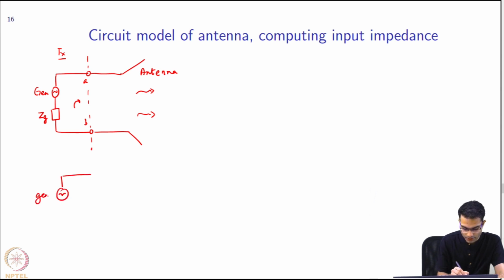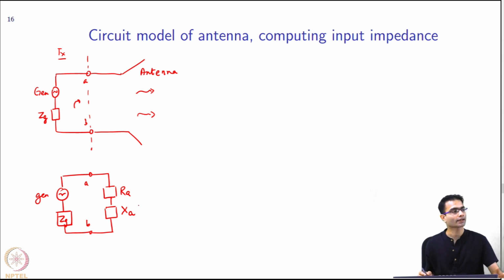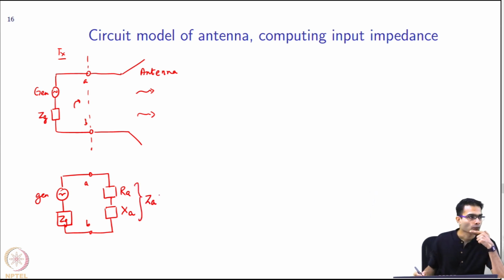So this generator remains here. I have some Zg, and this is my port A and B. There is some resistive part and some reactive part. So the antenna has been replaced by this lumped parameter, and together this is Za.